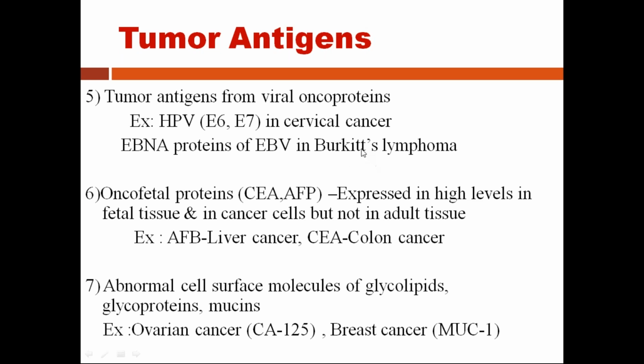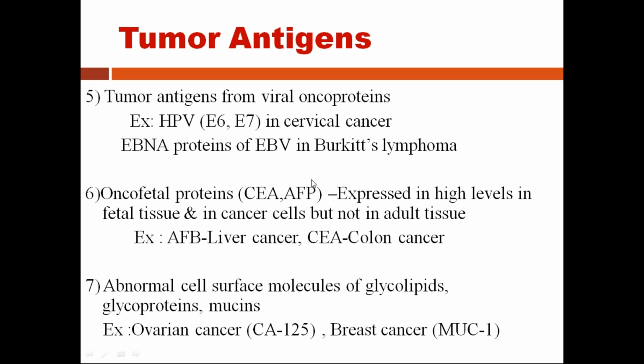Next, the fifth category, which I've already mentioned in the previous class, is the tumor antigens from the viral oncoproteins. So E6 and E7 of human papilloma virus in case of cervical cancer are considered as foreign antigens. And Epstein-Barr virus, EBNA protein in case of Burkitt's lymphoma. This protein is also considered as foreign.